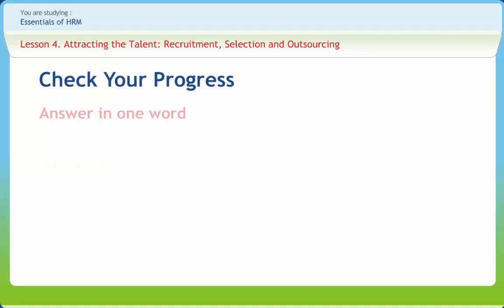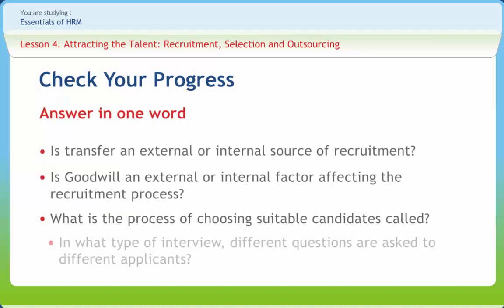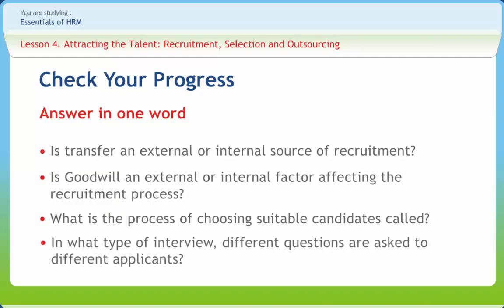Now let us see how much you've learned. Answer in one word. Is transfer an external or internal source of recruitment? Answer is quite simple. It's internal. Next one, is goodwill an external or internal factor affecting the recruitment process? Again, an easy one. It's an external factor. Next, what is the process of choosing suitable candidates called? Well, it's called selection. Last one, in what type of interview are different questions asked from different applicants? The answer is unstructured interview.